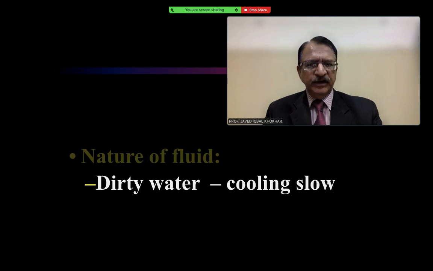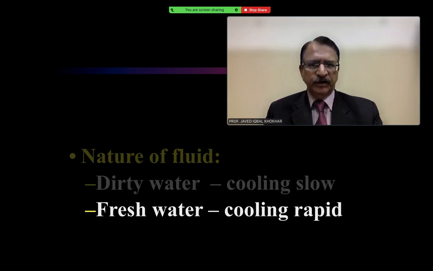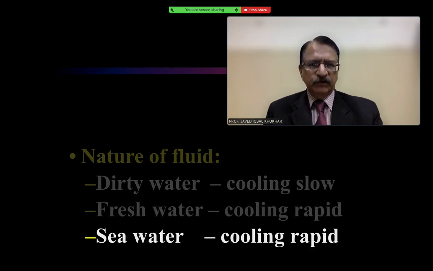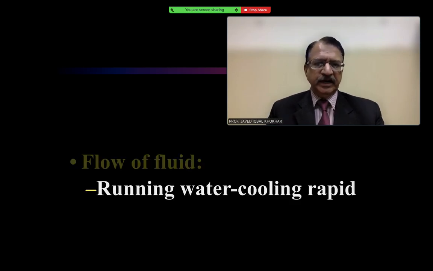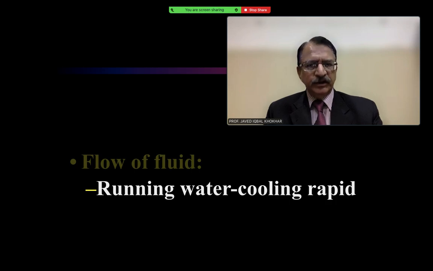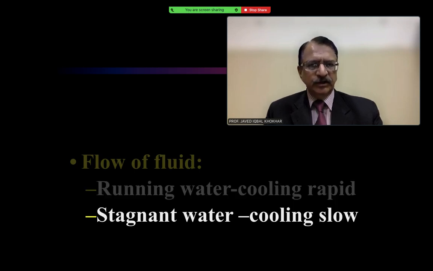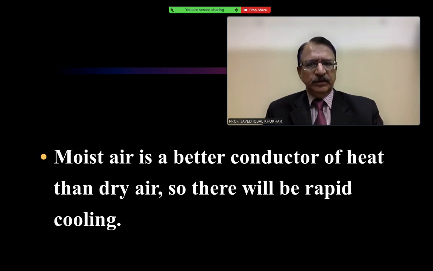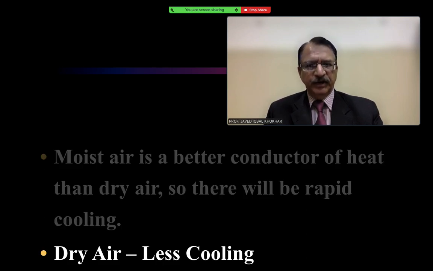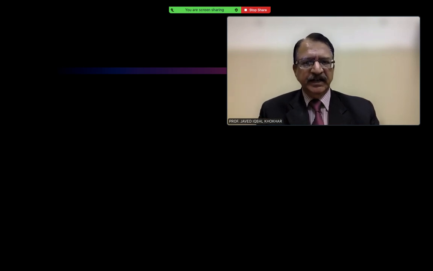Then the nature of fluid. In dirty water, cooling is slow because sewage water is warmer than plain water. In fresh water, the cooling is rapid, and in sea water also the cooling is rapid. Then the flow of water: in running water, the cooling is rapid, and in stagnant water, the cooling is slow. Then the humidity. Moist air is a better conductor than dry air, so cooling will be rapid in moist air, and in dry air, it will be less.